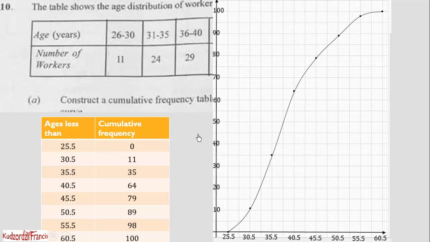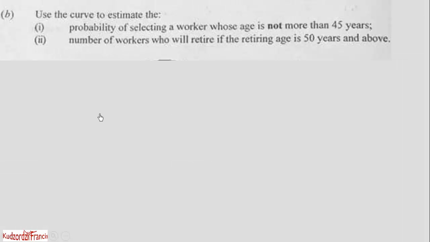Now we need to calculate the B part. So we have the number of workers on the vertical axis and age less than on the horizontal axis. Always remember to label your axes. Use the curve to estimate the probability of selecting a worker whose age is not more than 45 years, and the number of workers who will retire if the retiring age is 50 years and above.